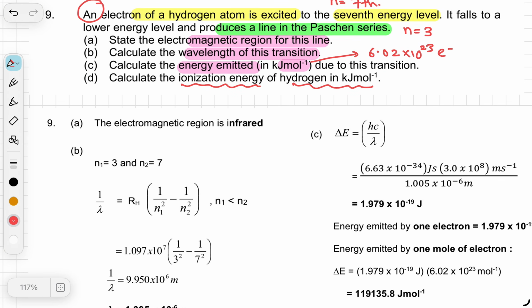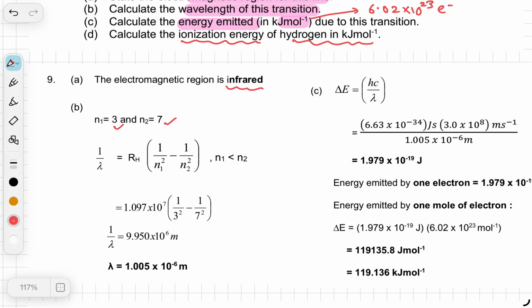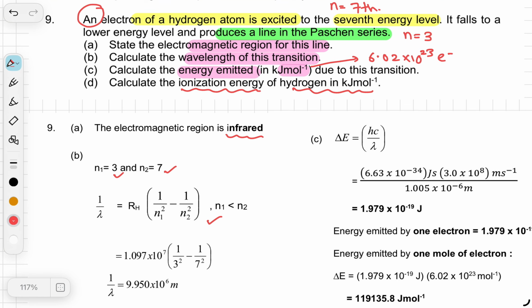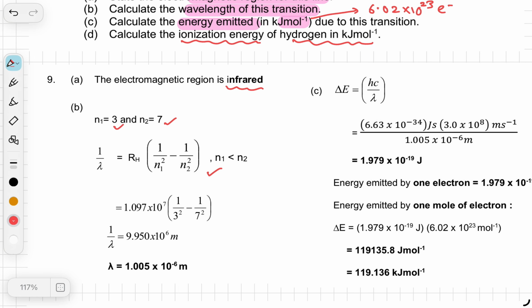So where's the region? The region would be infrared because it's Paschen series. Now we know n initial is 7 and final is 3. Substituting in the correct formula of wavelength using the Rydberg constant formula for wavelength, you can find the final answer of wavelength to be 1.005 times 10 to the power negative 6.